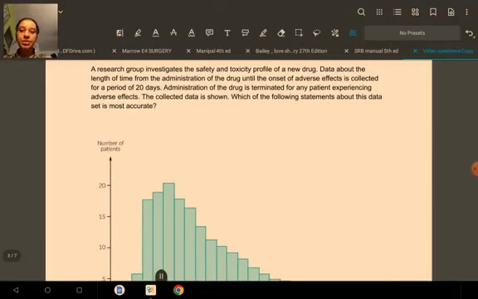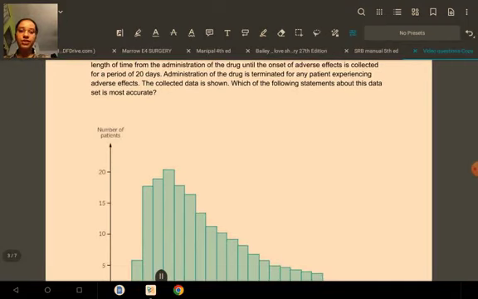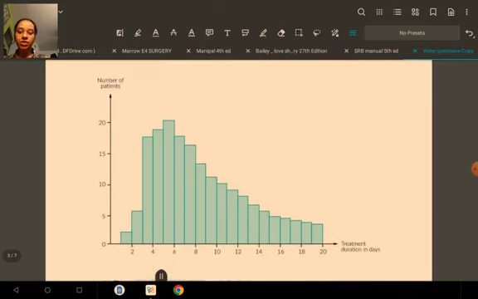A research group investigates the safety and toxicity profile of a new drug. Data about the length of time from administration of the drug until the onset of adverse effects is collected for a period of 20 days. Administration of the drug is terminated for any patient experiencing adverse effects. The data collected is shown. Which of the following statements about the data set is most accurate?